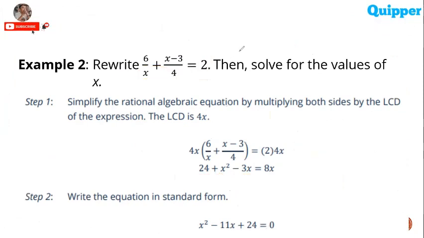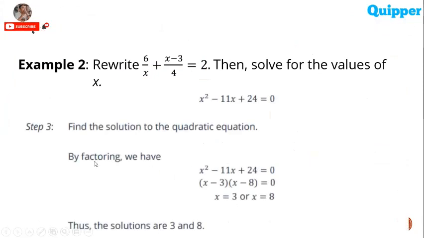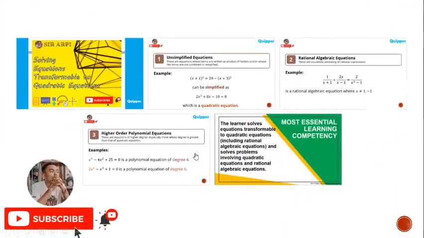The next thing that we need to do is to solve for the values of x. By factoring, we have x squared minus 11x plus 24 equals 0. The factors are the quantity of x minus 3 and quantity of x minus 8. And by applying the zero product property, we have 3 and 8. For the process on how to solve by factoring, please check the other videos I uploaded regarding solving quadratic equations using factoring. That's for rational algebraic equations.